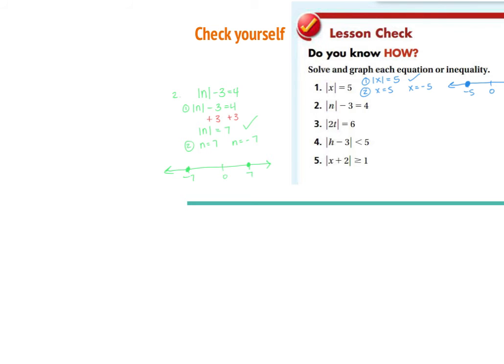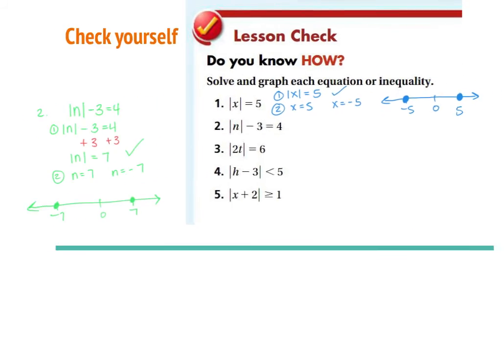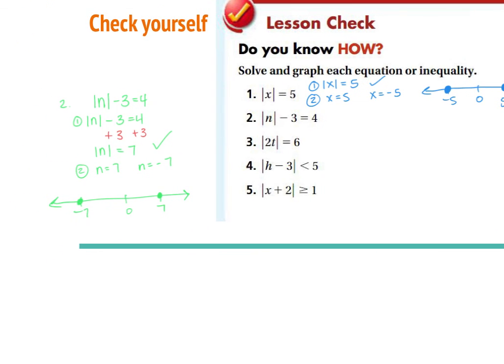Next one. We've got the absolute value of 2t equals 6. So this is going to be step number 1. Okay, is our absolute value isolated? Yes, okay? There's nothing around the absolute value that we can get rid of on the left side. So step number 2, we're going to write both of our solutions, so our positive one and our negative one. So this is going to be 2t equals +6, and also 2t equals -6, okay?